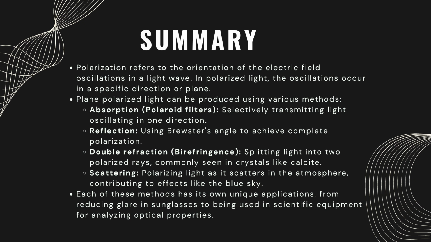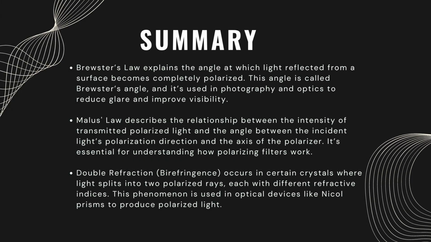Brewster's law explains the angle at which light reflected from a surface becomes completely polarized. This angle is called Brewster's angle, and it's used in photography and optics to reduce glare and improve visibility. Malus' law describes the relationship between the intensity of transmitted polarized light and the angle between the incident light's polarization direction and the axis of the polarizer. It's essential for understanding how polarizing filters work.